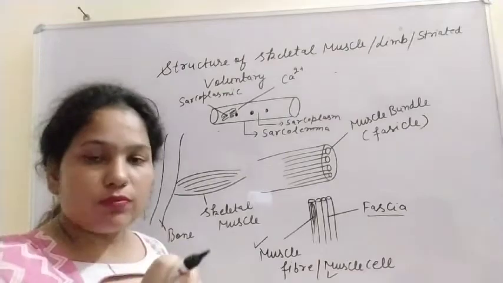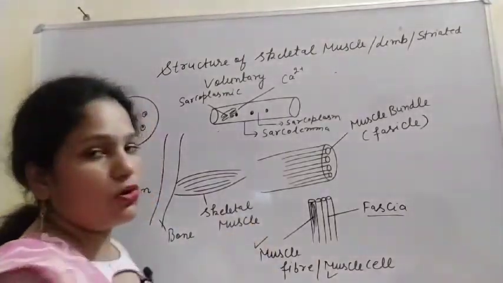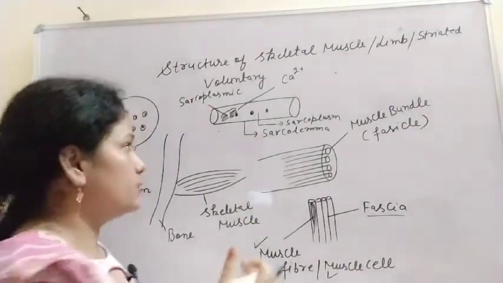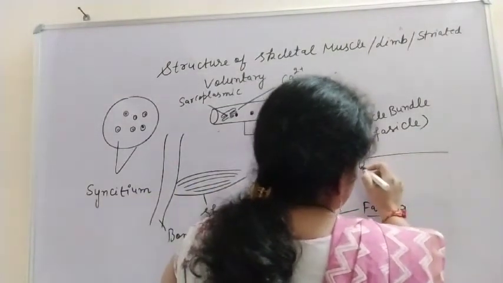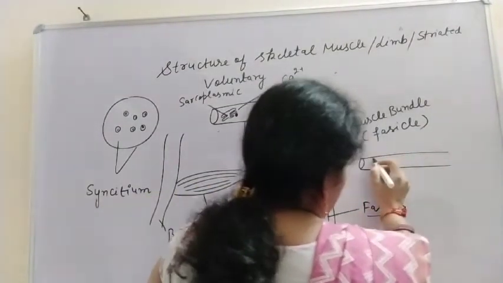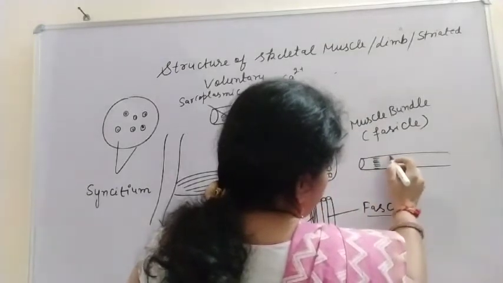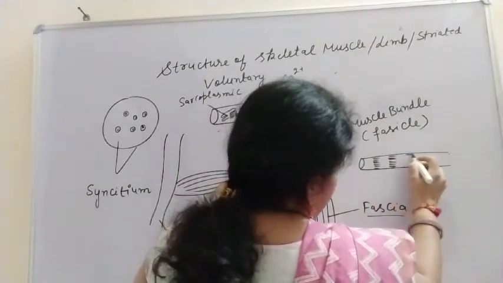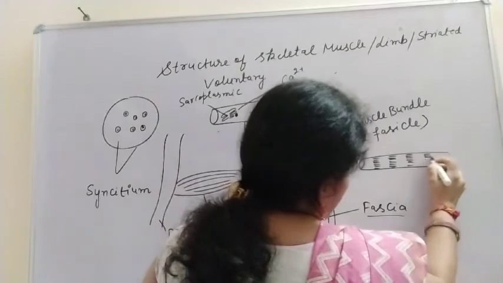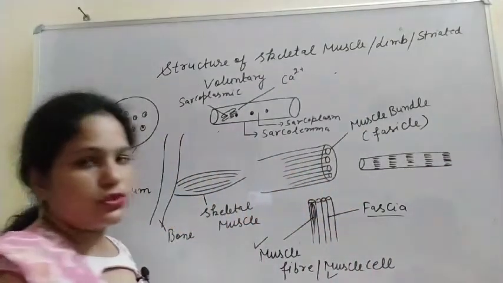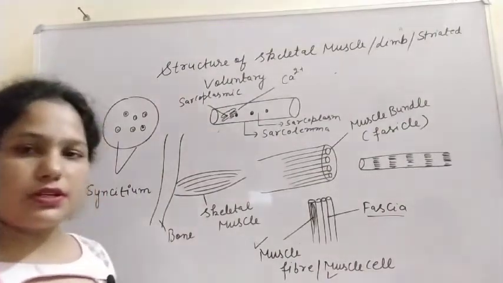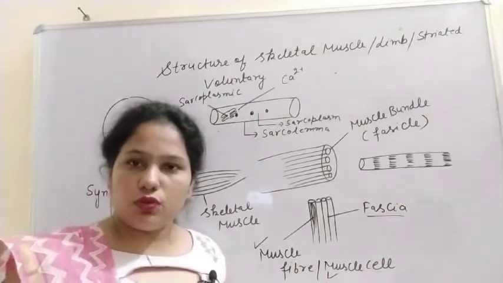fibrils. The fibrils are there, and those fibrils are known as myofibrils. Like if this is the diagram, here the myofibrils are present, and these myofibrils are of two types, the actin and the myosin. We will discuss the structure of actin and myosin also.